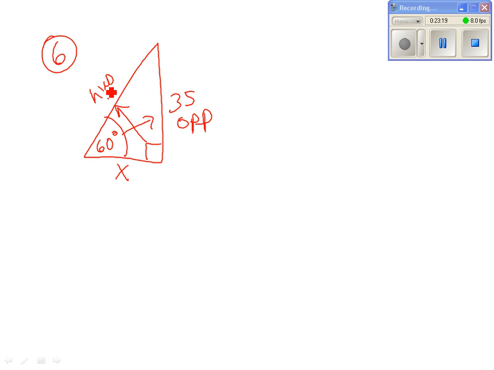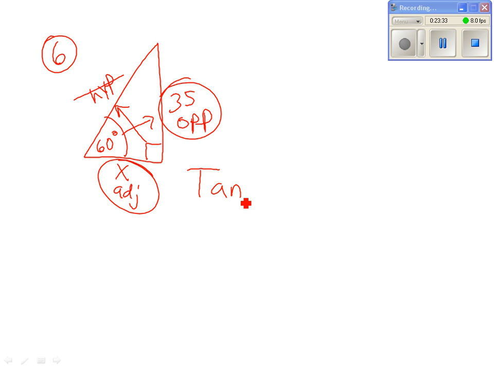Do we care about the hypotenuse this time? So let's get rid of that. This side over here then is labeled adjacent. Which trig ratio deals with adjacent and opposite? SOHCAHTOA. Tangent, right? TOA. So tangent, what's our angle? And then it's TOA, so 35 over x. Put a 1 under this.